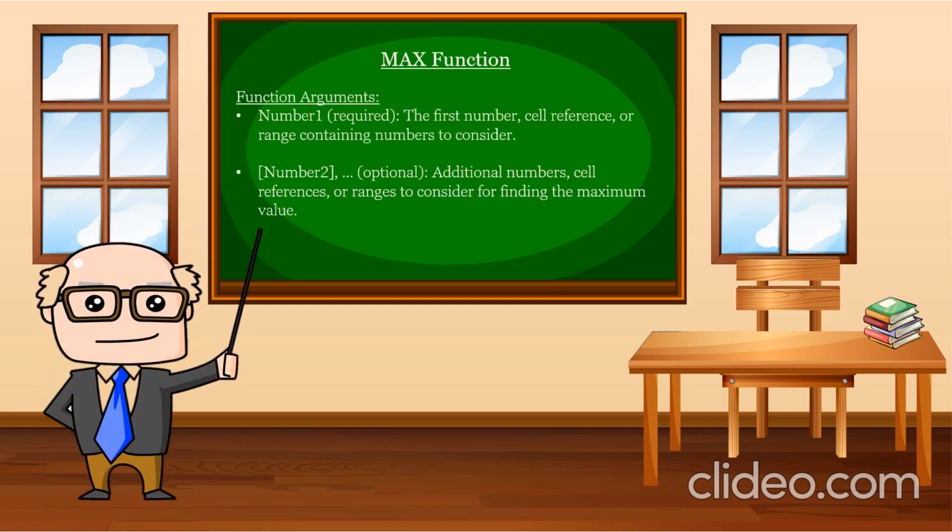Now, the max function or the maximum function consists of these two arguments. The first one is number one, which is required, same as the minimum function, and it also works the same. In number one, you can insert the first number, the cell reference, or the range containing numbers to consider.